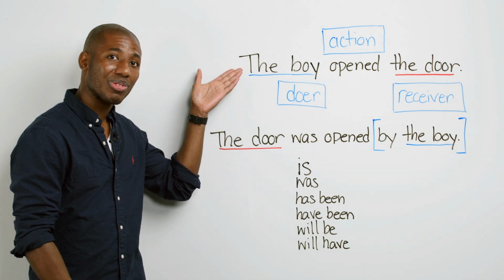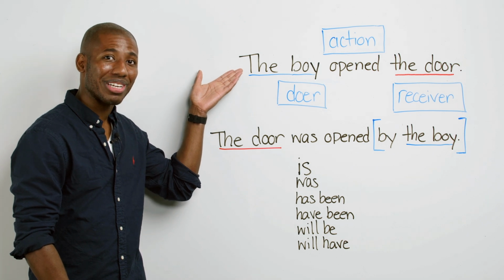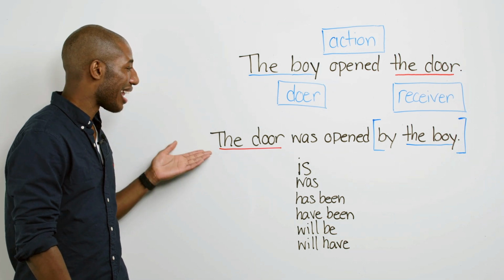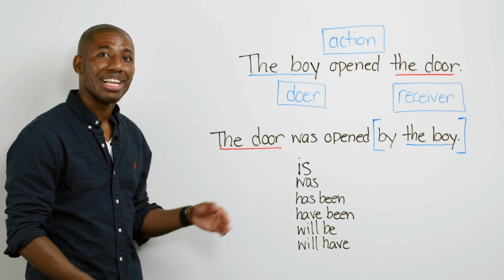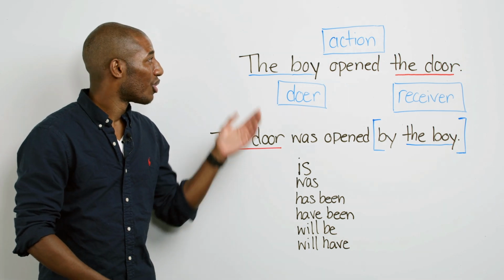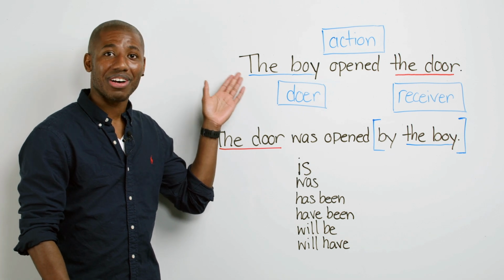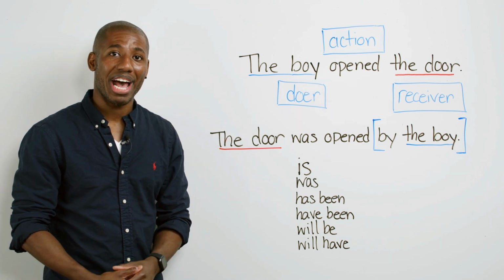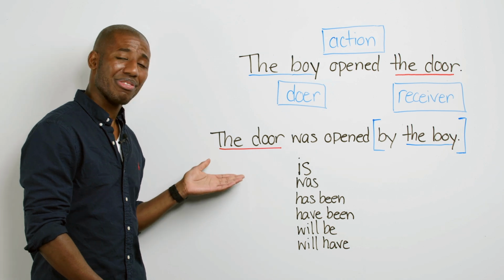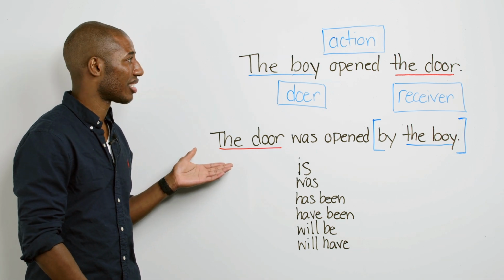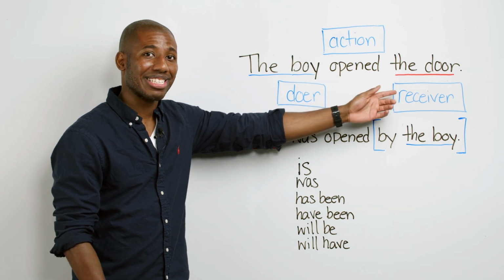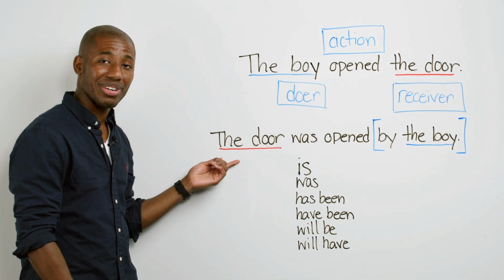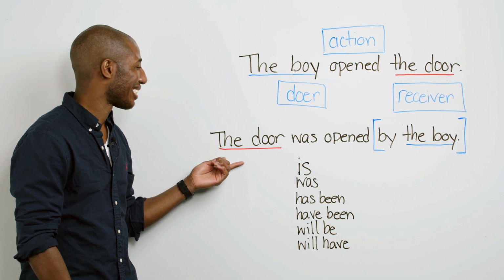Here's our sentence from before. The boy opened the door. Now we have the door was opened by the boy. Like I mentioned earlier, active sentences follow the subject, verb, object pattern. Well, it's a little bit different for the passive sentence. Before, we had the receiver at the end of the sentence. Now we have the receiver in the beginning of the sentence.